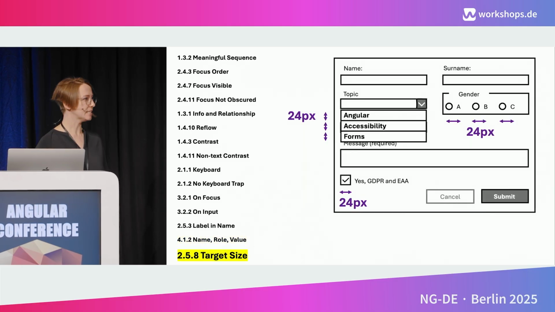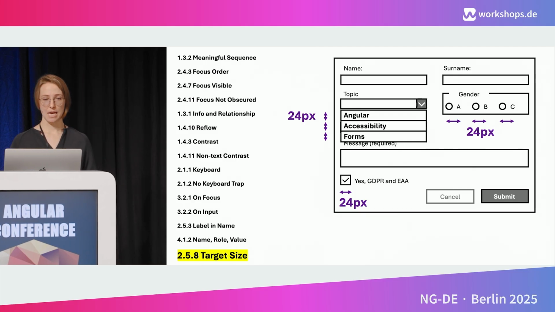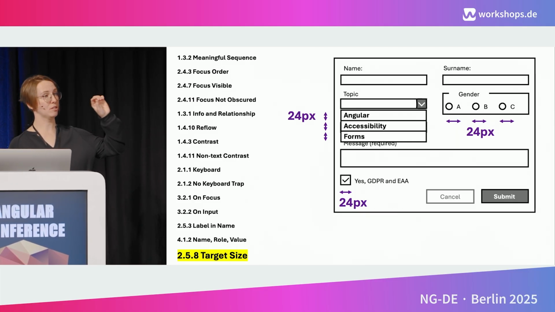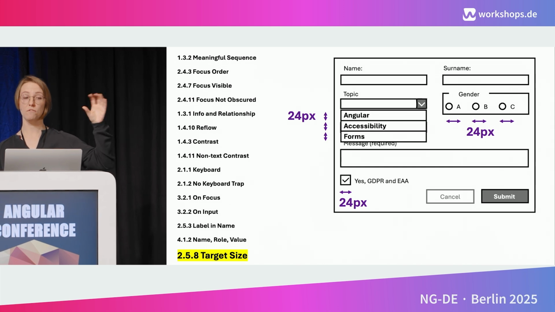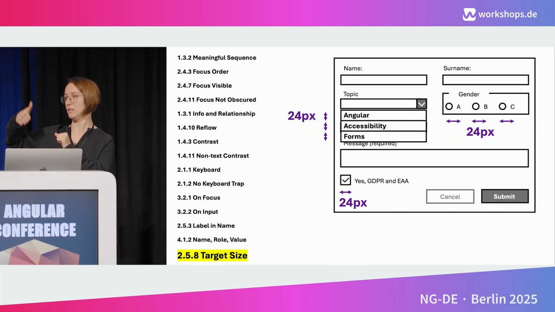Next one, target size. The clickable elements on your website should have at least a 24 by 24 pixel clickable area. And for forms, it's especially the select box, because the height of the options is quite often less than 24. So double check if you provide enough click area, so that I'm not activating 3 buttons at once with my thumb.